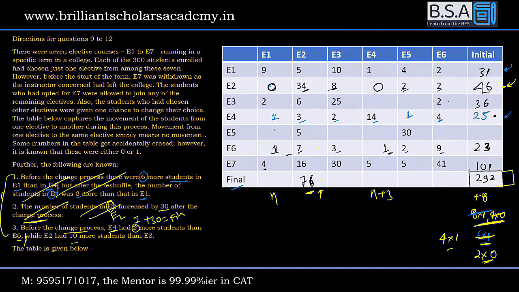Let us add these numbers. 2 plus 6, 8. 8 plus this, this is 33, 35. I have 35 right now. I need one more number. So if this is 1, this will become 0. If this is 0, this will become 1.